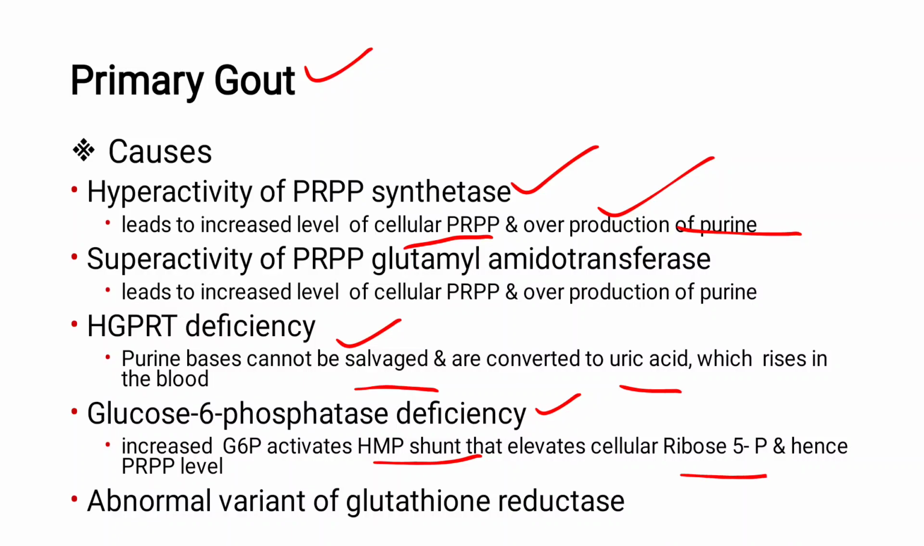And ribose 5 phosphate, if it is increased, will lead to increased production of PRPP, which is a precursor for purines. So enormous amounts of purines are produced, and once they are degraded, a lot of uric acid is produced, leading to hyperuricemia. So these are the four important enzyme defects which can lead to primary gout. Even an abnormal variant of glutathione reductase is also known to be associated with gout.